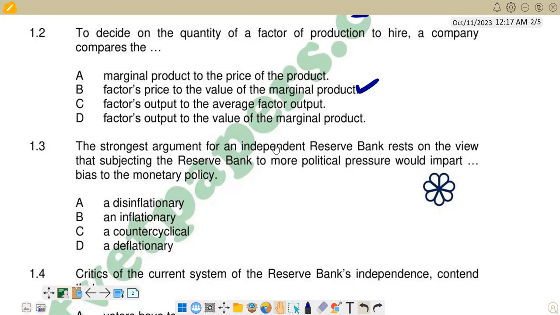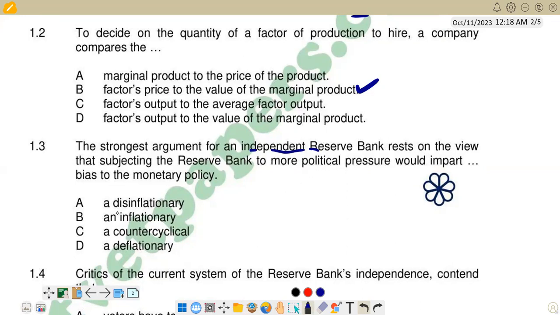So an independent reserve bank, let's start by looking at that. An independent reserve bank means a reserve bank that makes its own decisions without any interference from different parties in the economy. So the question is, the strongest argument for an independent reserve bank rests on the view that subjecting the reserve bank to more political pressure would impart bias to the monetary policy. If that happens, when we have more political pressure being employed, at the end of the day, we are going to notice an increase in prices.